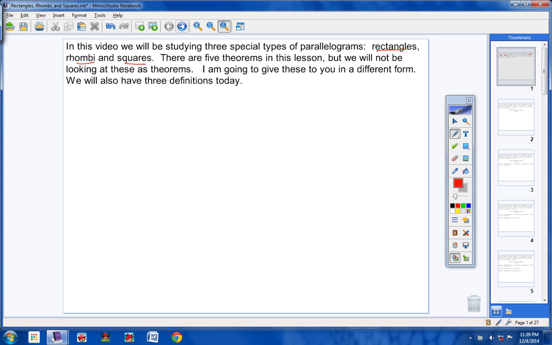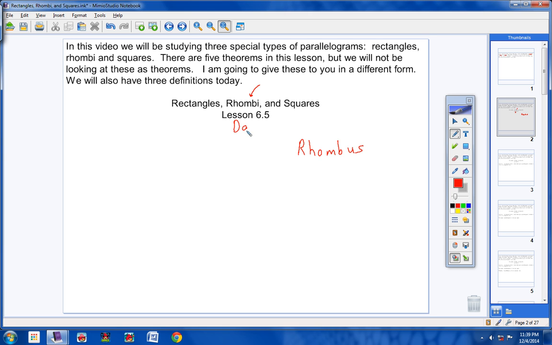Your heading for today is rectangles, rhombi, and squares. Lesson 6.5. Now let me say this right off the bat. The word rhombus is singular. Nowadays, actually, it is acceptable to say rhombuses, okay? But it's also acceptable to say rhombi for plural. So rhombi is plural for rhombus, okay? So your heading today is rectangles, plural, rhombi, plural, and squares, plural, okay? The lesson number is 6.5, and be sure and include today's date, okay? Be sure and include today's date.